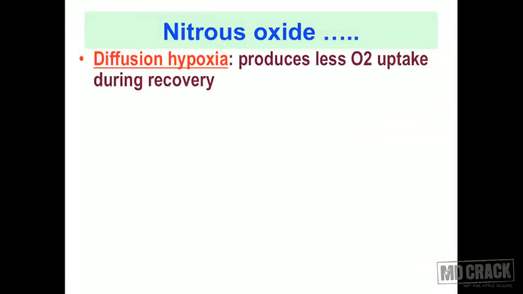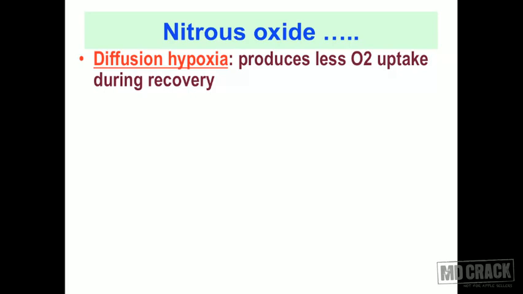Nitrous oxide produces two typical effects. Number one on the slide is diffusion hypoxia. What's the diffusion hypoxia? It produces less oxygen uptake during recovery. You need to remember about this. This diffusion hypoxia is a negative point about nitrous oxide.